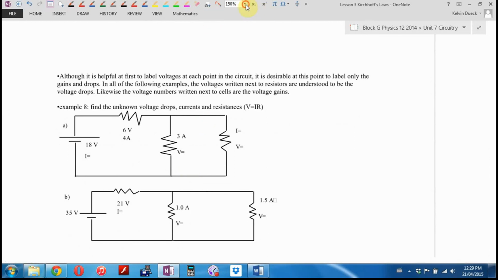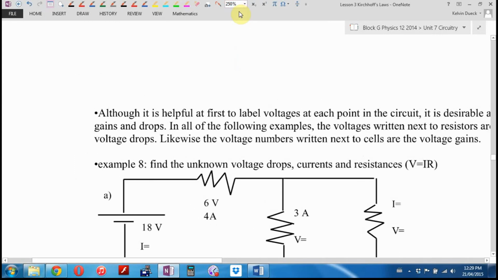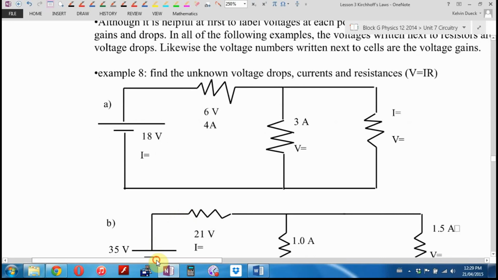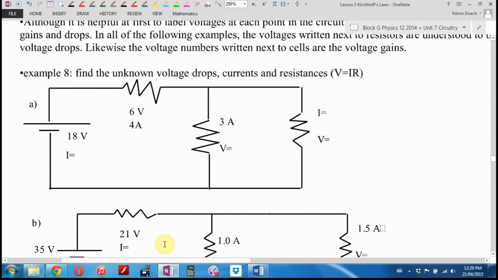Let's put it all together. I wrote, although it's helpful at first to label voltages everywhere, from now on, we're only going to label voltages and currents on the battery and on the resistors. Otherwise, our diagram gets way too cluttered. So here we go. Solve. Find the unknown voltage drops, currents, and resistors.